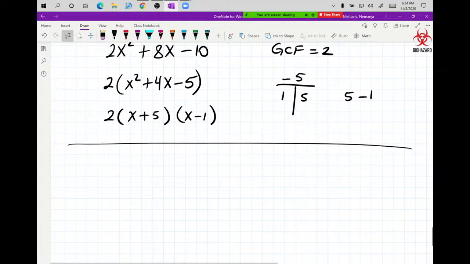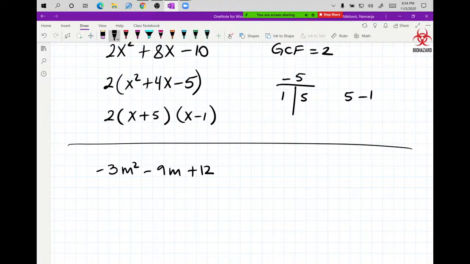Yes. Awesome. So now negative 3m squared minus 9m plus 12 is another one of these where we have to do the GCF. So what would be the GCF? -3. It will be a -3. Good. So when I kick -3 out, it's left with m squared plus 3m and minus 4.